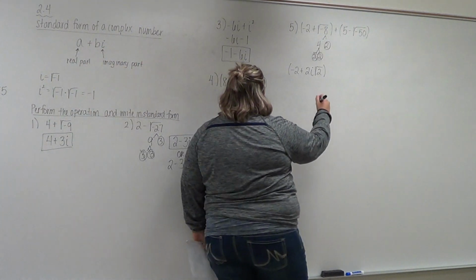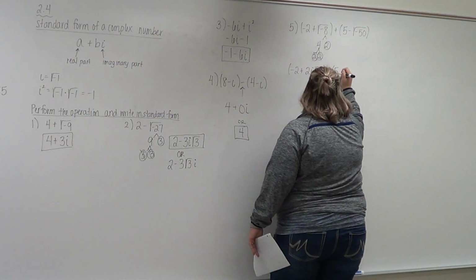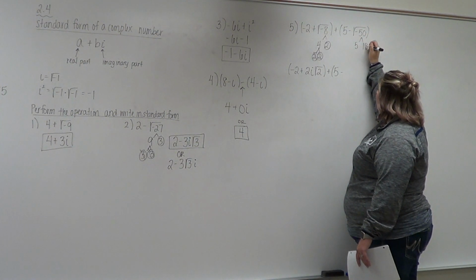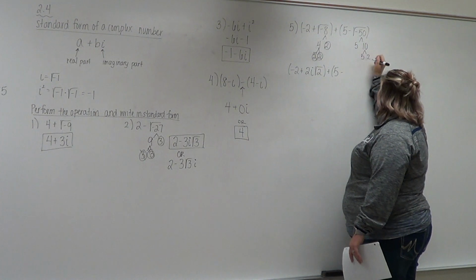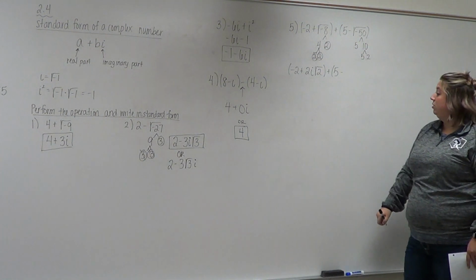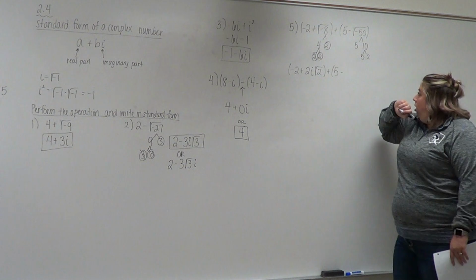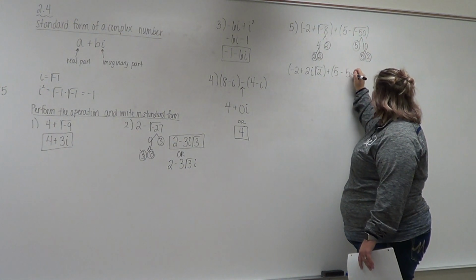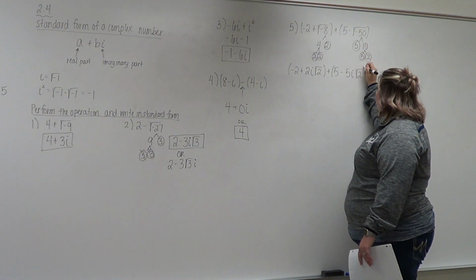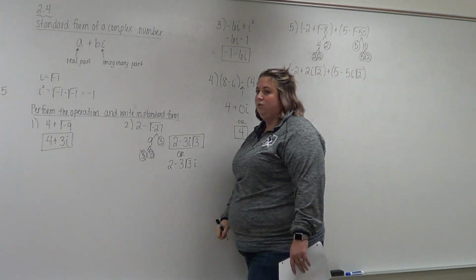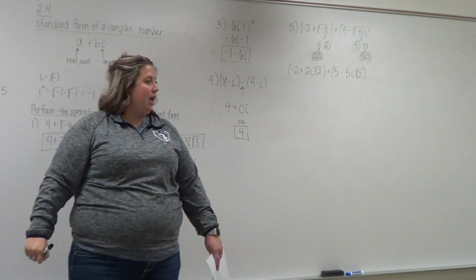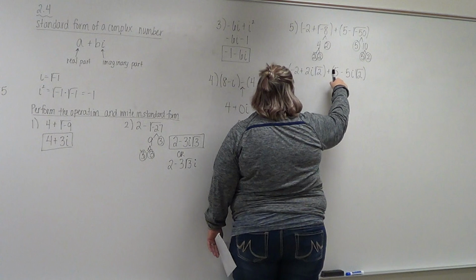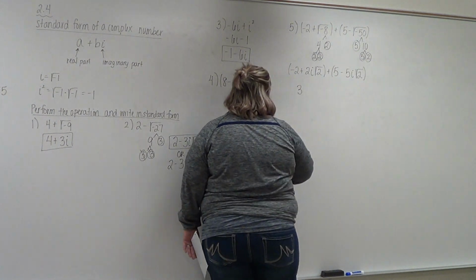Okay, then I have plus, so on my 5, minus. Okay, if I break down 50, 5 and 10, 10 breaks into 5 and 2. So I have a pair of 5s. So this would be 5i square root of 2. Okay, so we're adding. So when you combine those, negative 2 plus 5 would be 3.